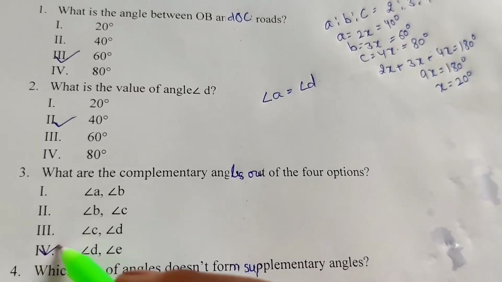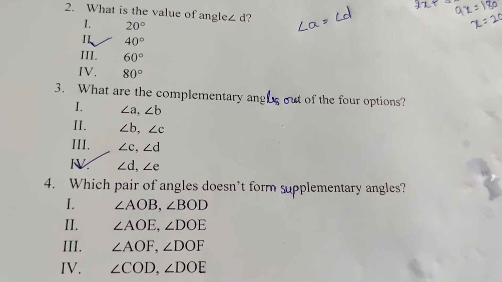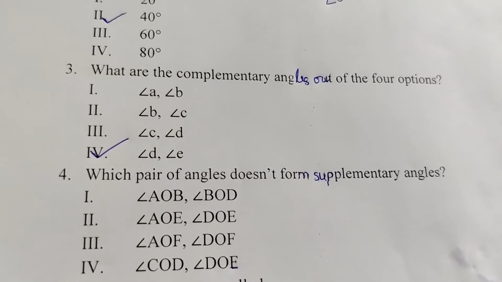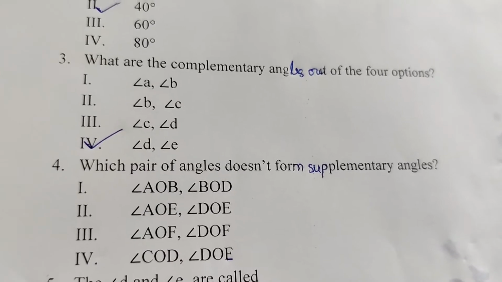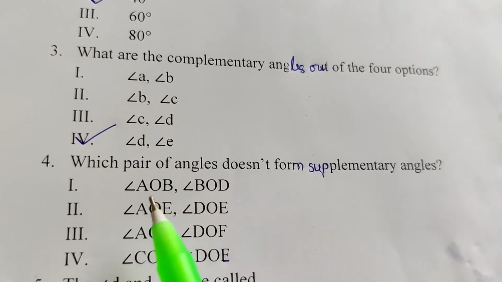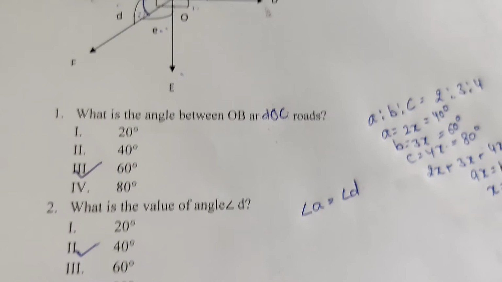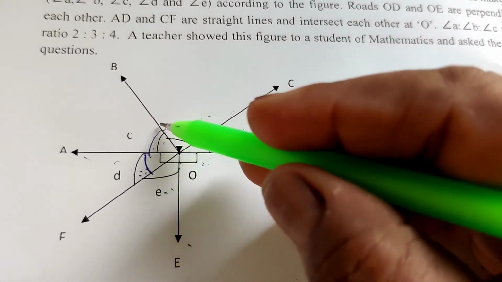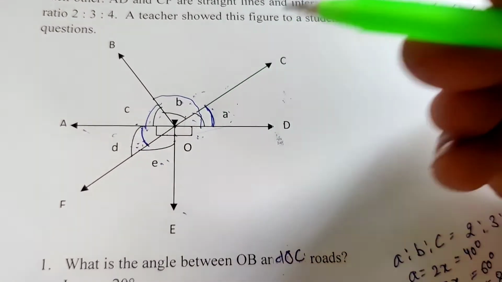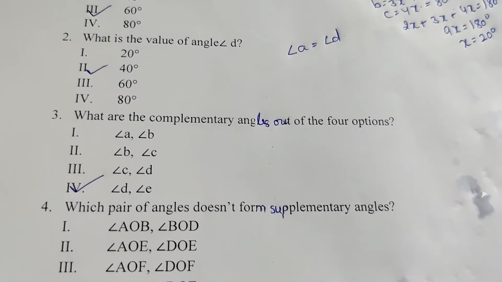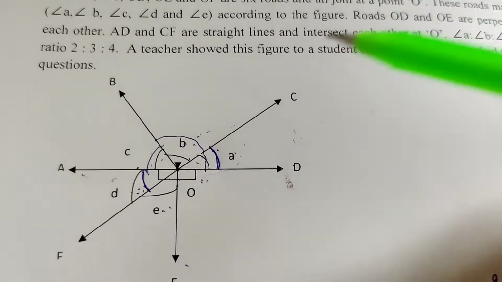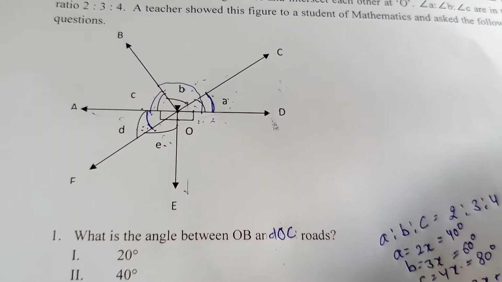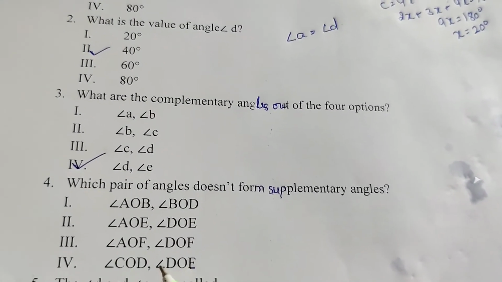The next one: which pair of the angles does not form a supplementary angle? Supplementary means the sum of 2 angles equals 180 degrees. So now AOB and BOD in the figure form a 180 degree angle. This is a supplementary angle. AOE and DOE are also supplementary angles. The sum of these two is 180 degrees.